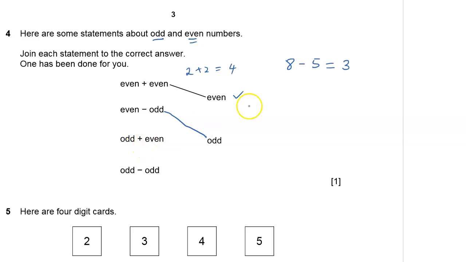Odd number plus even number. Example, we have odd number 3 plus even number 2. What does this give us? 5. 5 is an odd number. So even number plus an odd number gives us an odd number. Odd number minus odd number. 5 minus 1. 5 is an odd number, 1 is an odd number. This gives us 4. Therefore, odd number minus odd number gives us even number. Very well.